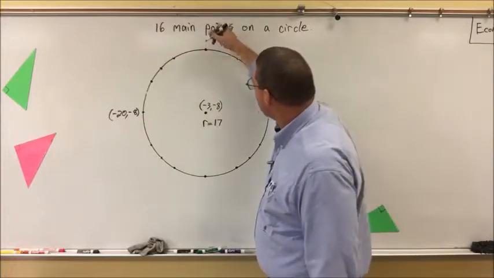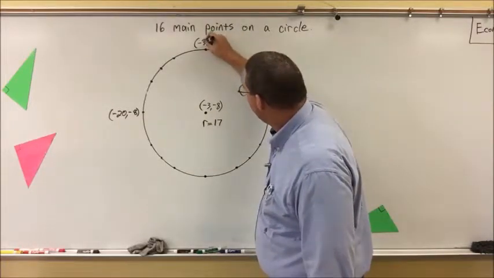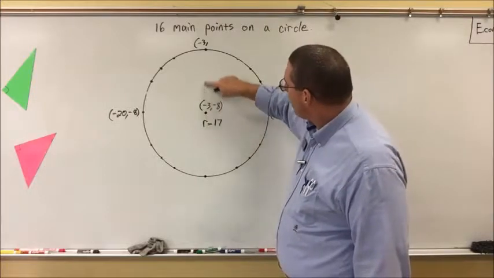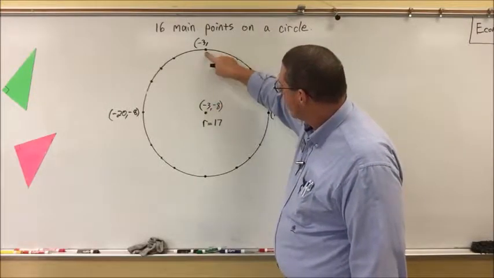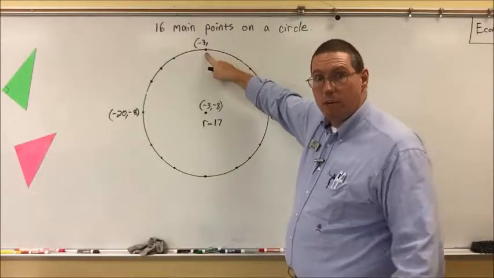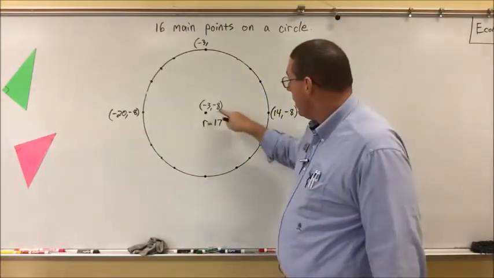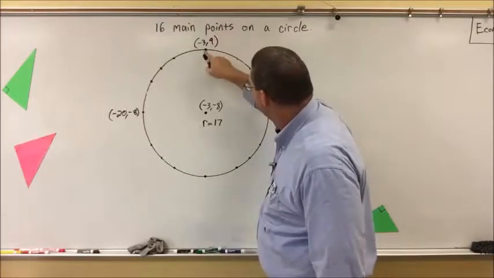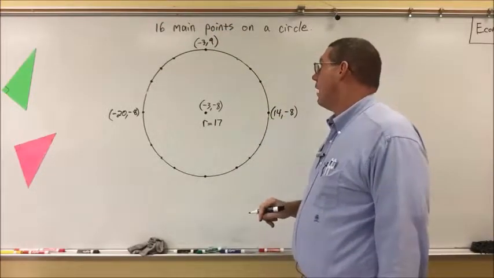So I know that at this point up here, the x-coordinate will be -3. But the y-coordinate is going to go up by the radius. The distance from here to here is the radius. That's 17. It's going up by 17. -8 plus 17 is +9. So this is the point -3 and 9.